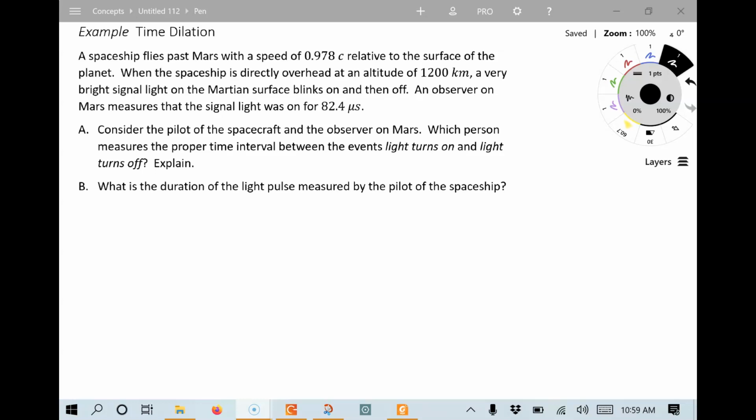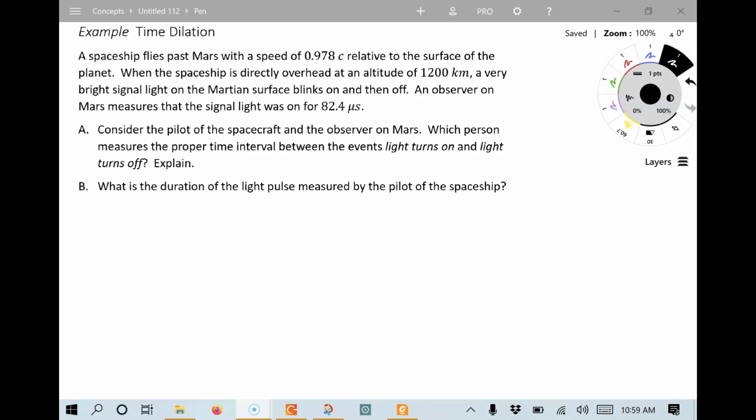Part A, we're just asked a question to explain. Consider the pilot of the spacecraft and the observer on Mars. Which person measures the proper time interval between the events light turns on and light turns off? Explain. And part B, we're asked, what is the duration of the light pulse measured by the pilot of the spaceship?